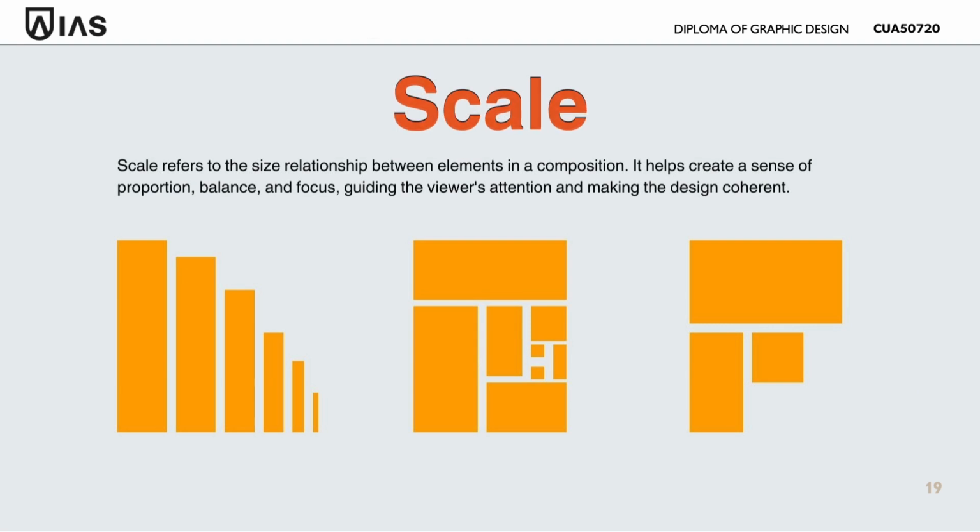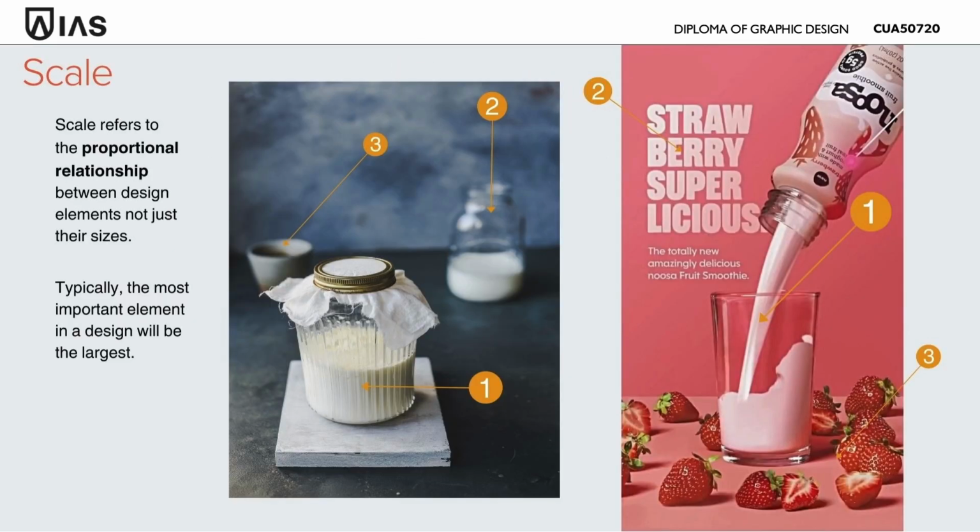Scale refers to the size relationship between the elements in a composition. It helps create a sense of proportion, balance, and focus, guiding the viewer's eye and making the design coherent. Scale refers to the proportional relationship between design elements and not just their sizes. Typically, the most important element will be the largest. Have a look at these two examples.